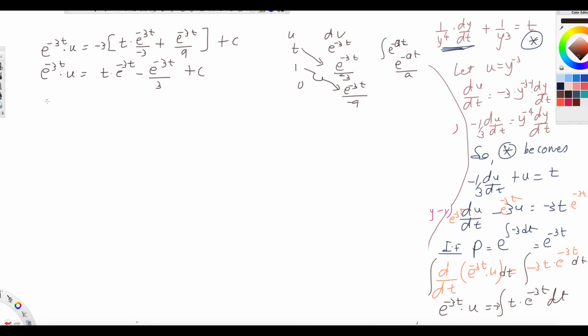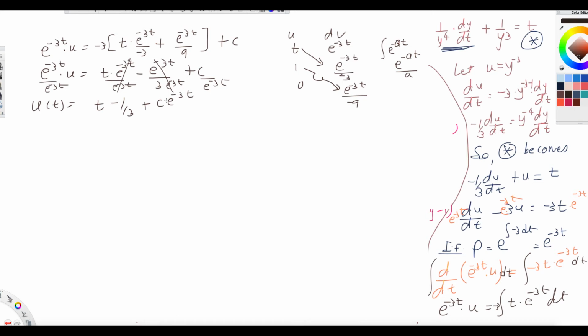Now divide by e to the negative 3t. What do you get? Therefore u(t) equals, dividing by that, e to the negative 3t over e to the negative 3t, so that will cancel out. What is left is basically t minus 1/3 plus c e to the negative 3t. That's what you get.